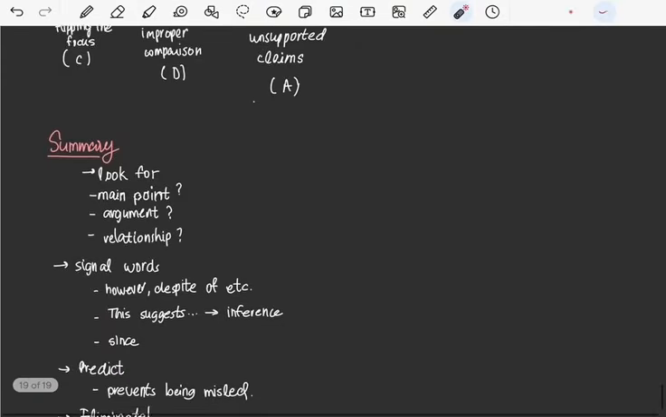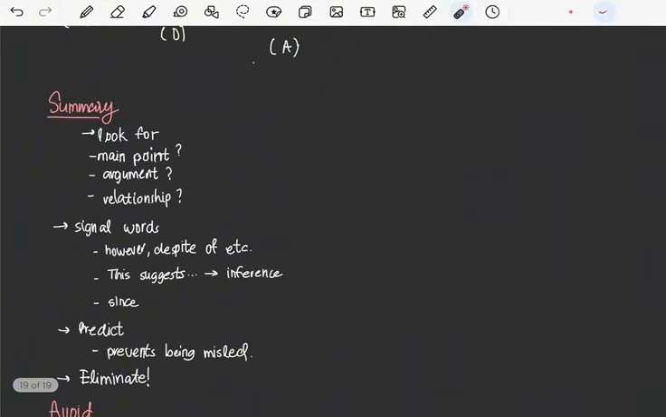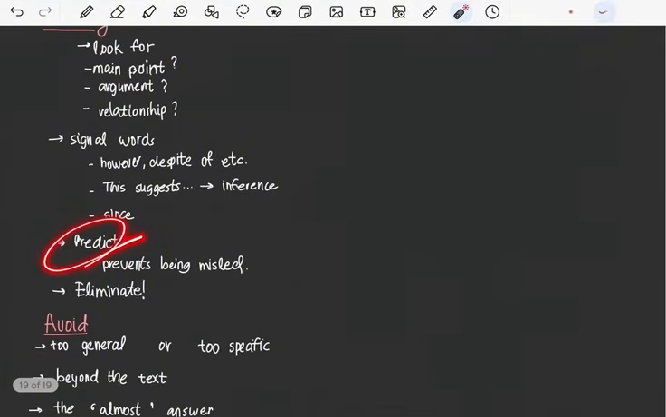Now let's go through the summary. The complete approach is that for all passage-based sentence completions, one thing that you do is read the passage, look for main point, argument, or relation. For understanding the relation, pay attention to signal words like however, despite of, suggest, inference, since these are kinds of words that you are looking for in your passage. And a very important tip is to predict your answers because it puts the answer in your own words first and it prevents you from being misled by clever wrong answers.